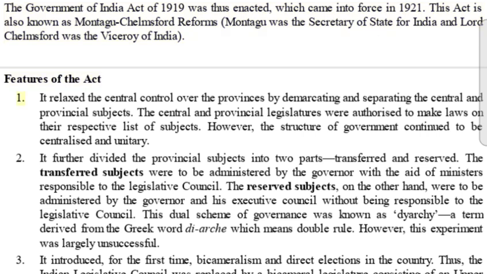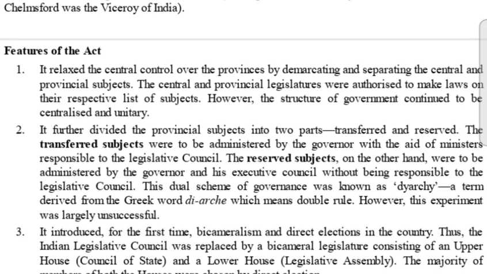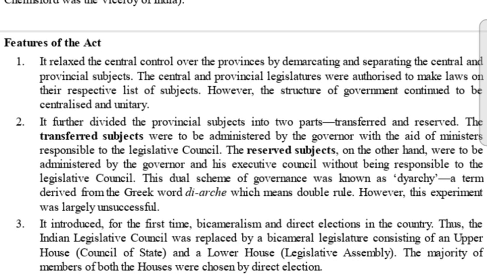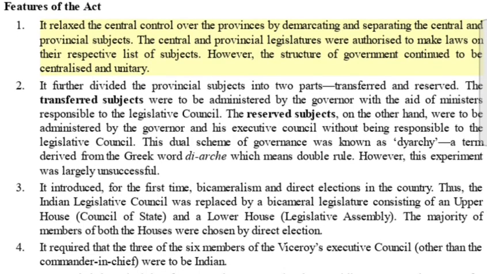Features of the Act: It relaxed the central control over the provinces by demarcating and separating the central and provincial subjects. The central and provincial legislatures were authorized to make laws on their respective list of subjects. However, the structure of government continued to be centralized and unitary.